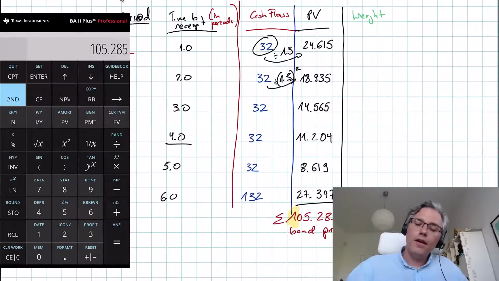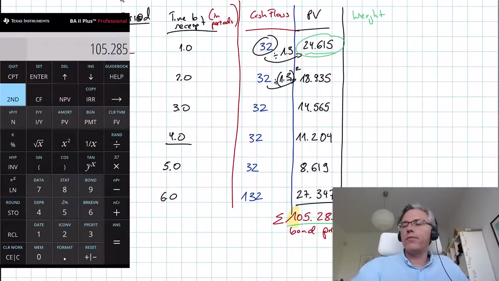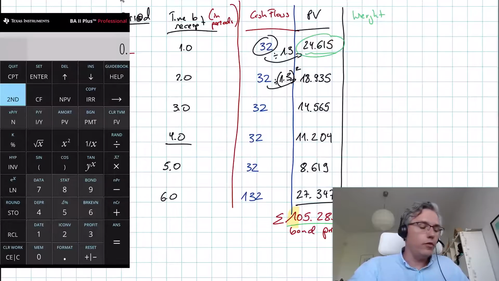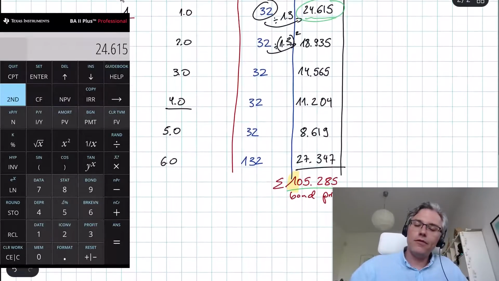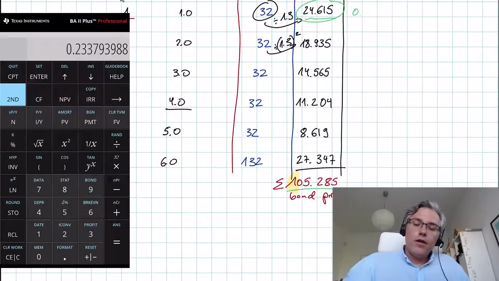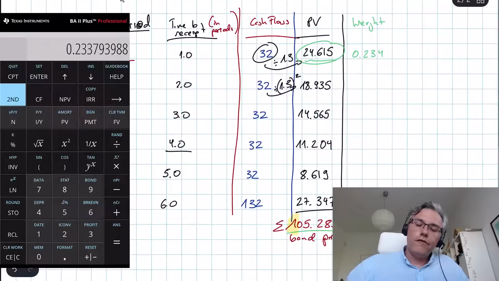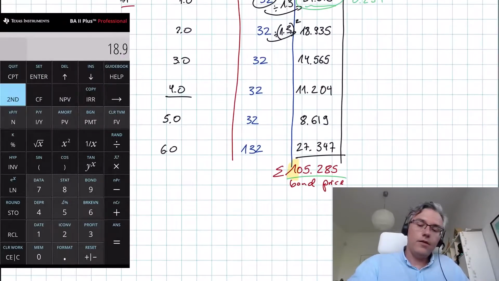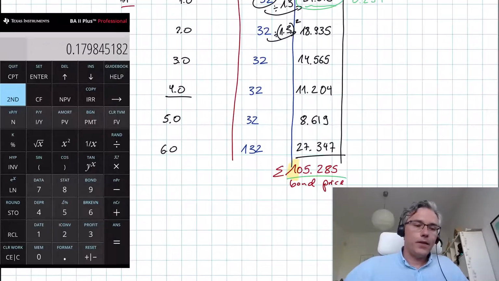The weights come from checking what portion each PV is of the overall bond value, of the overall price. As you can see, the first coupon, its present value makes up a big portion of the weight. So 24.615 divided by that 105.285, 0.234, that's our first weight. Then for the second, 18.935, divide that by 105.285, that's only 0.180.